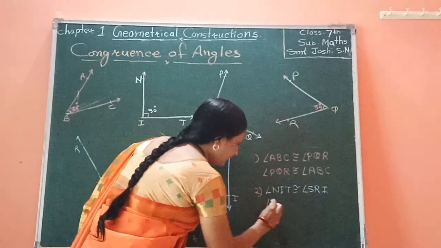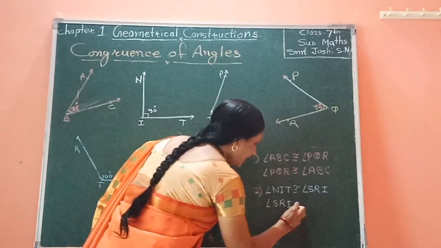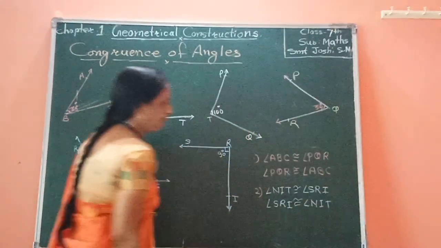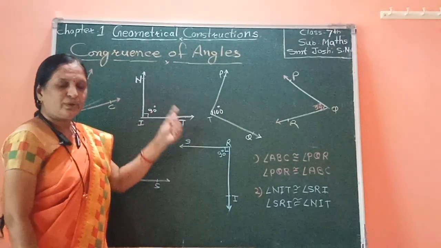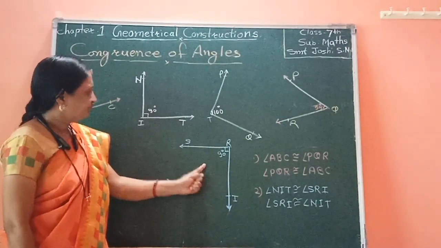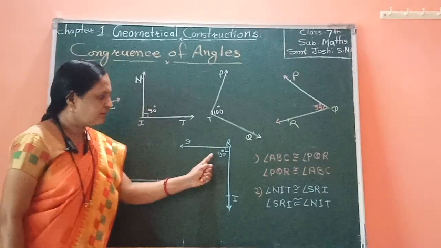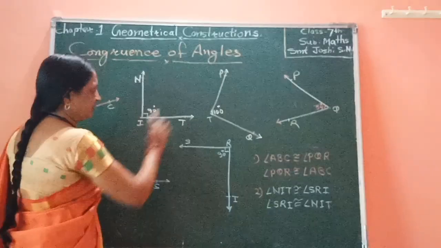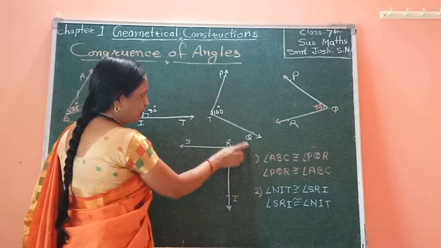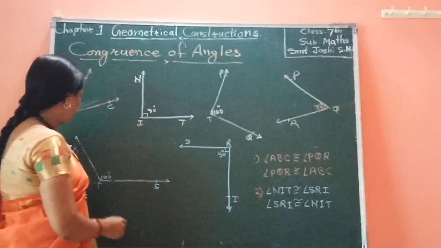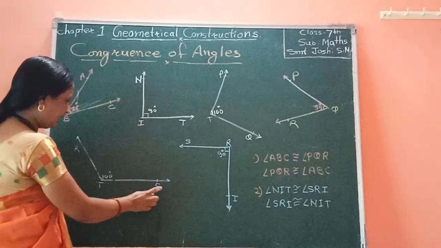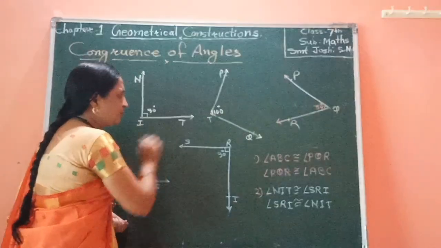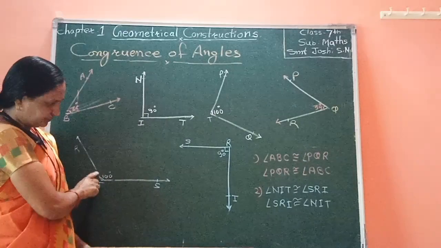This can be written angle SRI congruent angle NIT. These 2 angles are congruent because measure of these 2 angles is equal. And then remaining 2 figures, angle PTQ measure is 100 degree and measure of RTS is 100 degree, means these 2 angles are congruent.